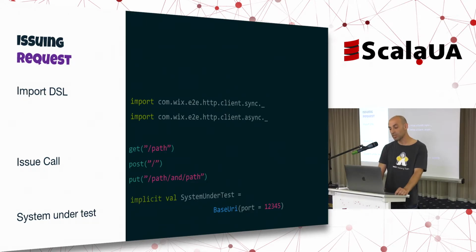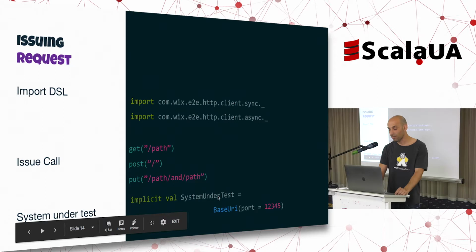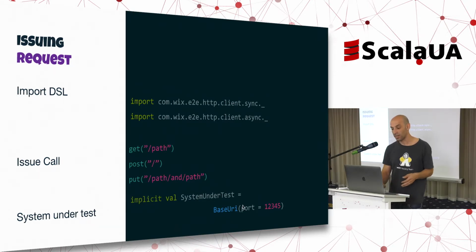The only thing that you need to define right now is this implicit variable saying which port you're talking with. This is the client. This is how we test a get or a post or anything to it. But it's not enough.